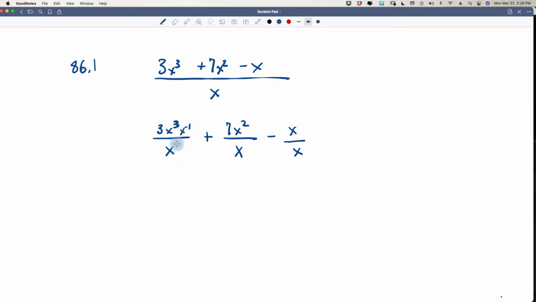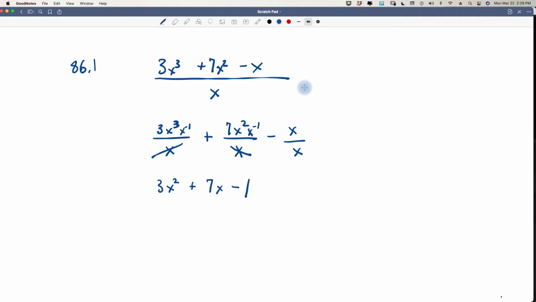And it becomes x to the negative 1. It cancels out down here. And then that becomes 3x squared, because 3 minus 1 is 2. Same thing here. We can swing it to the top, and it becomes 7x. And x over x is just 1. And that would be your answer. That's one way to do division of polynomials.